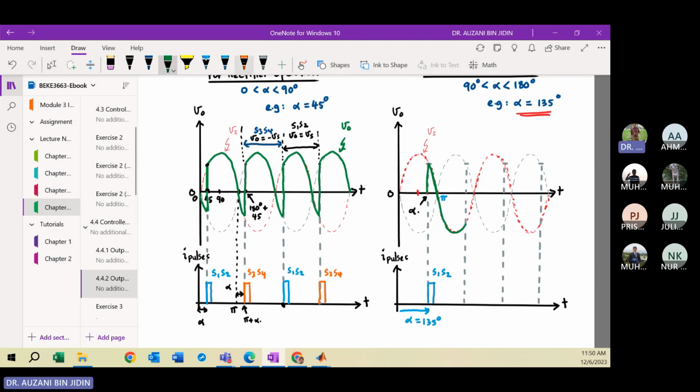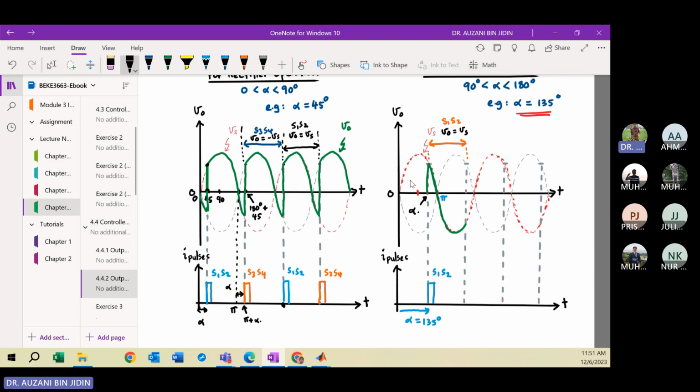So during this region, S1 and S2 are conducted and will be conducted, where your VO equal to VS, the source voltage. Okay, source voltage. Remember the source voltage, the dotted red color of the waveform.